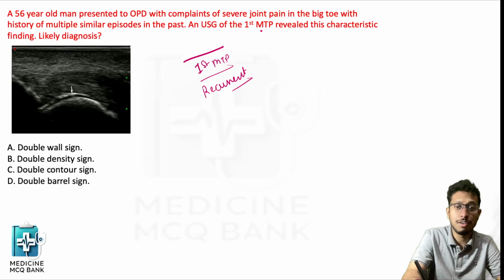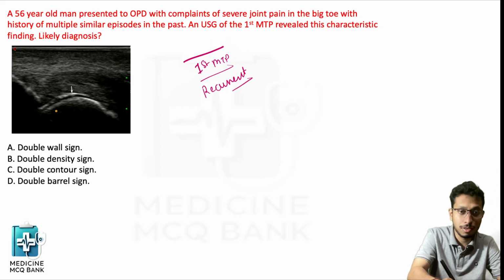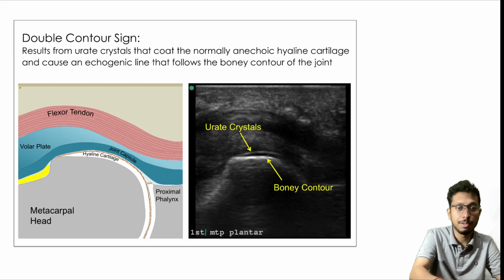Now USG is done. First metatarsophalangeal joint reveals this characteristic finding. So what is the finding? You can see there is very well defined double contour. So it is double contour sign. All right. So what is it actually?